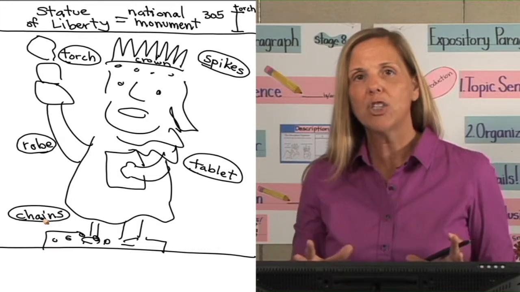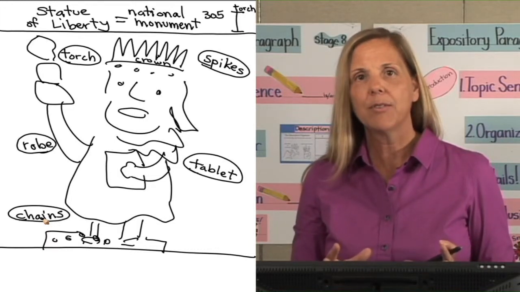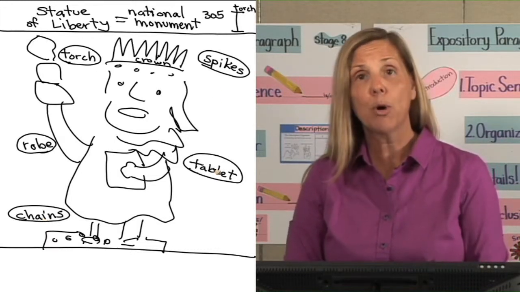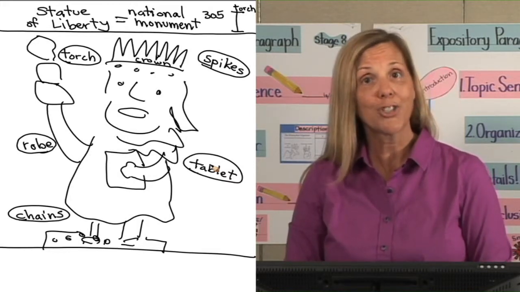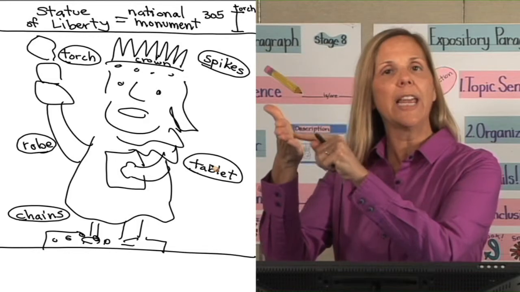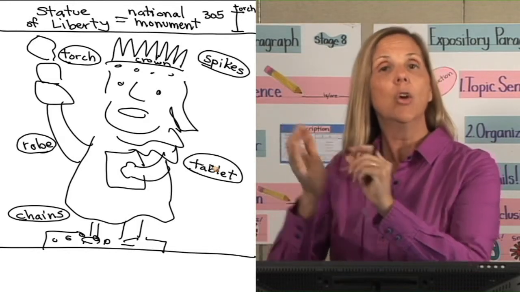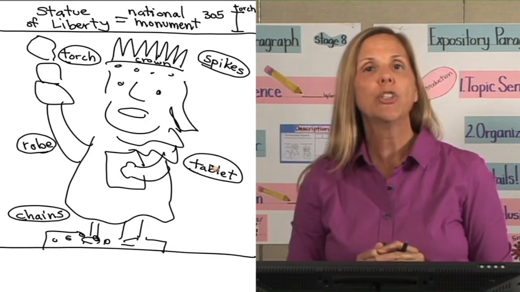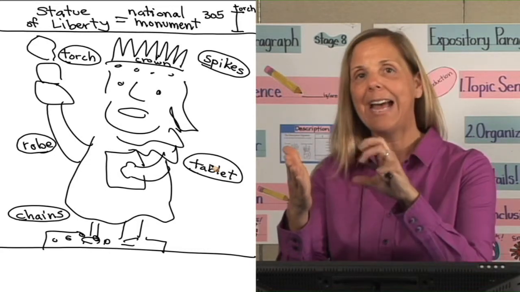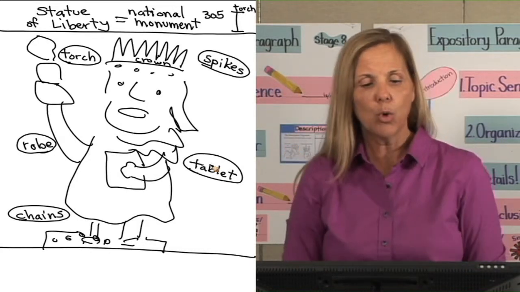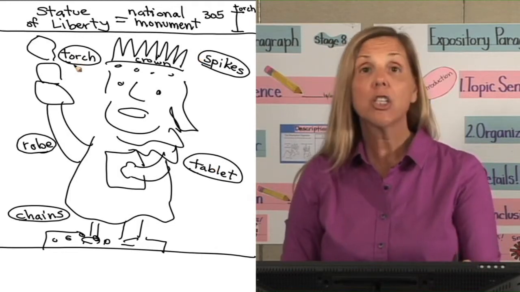Think about when you're differentiating for students. You may have some kids who may just describe a few parts and some who you may challenge to describe a couple more parts. We've drawn our picture, we've labeled the parts with nouns. What do we do next? We're going to go back and add the function of the parts and add fancy words. So we'll go back up. Let's look at the torch.